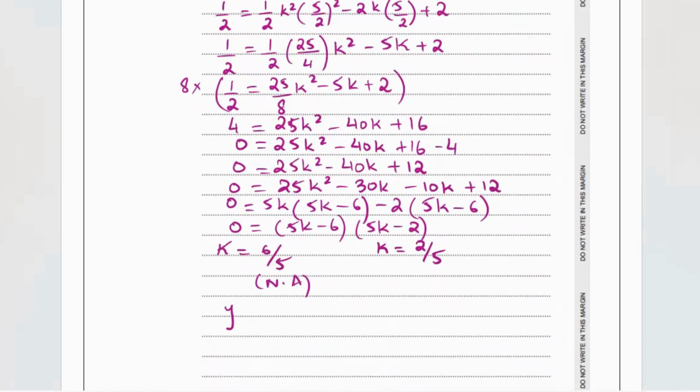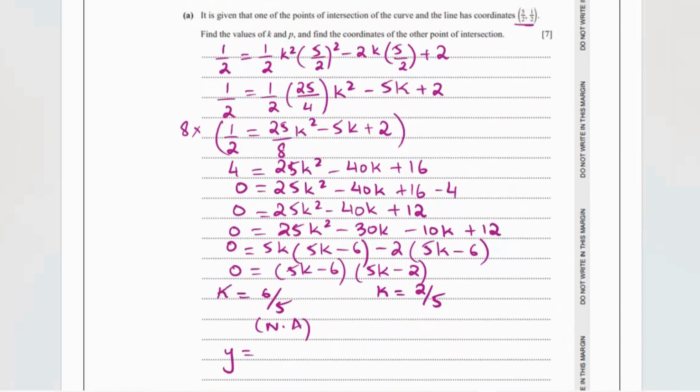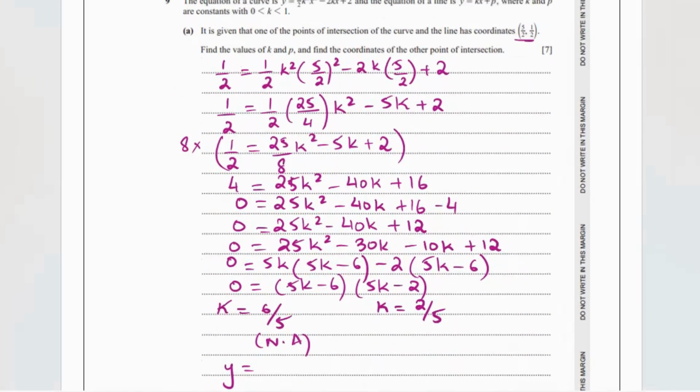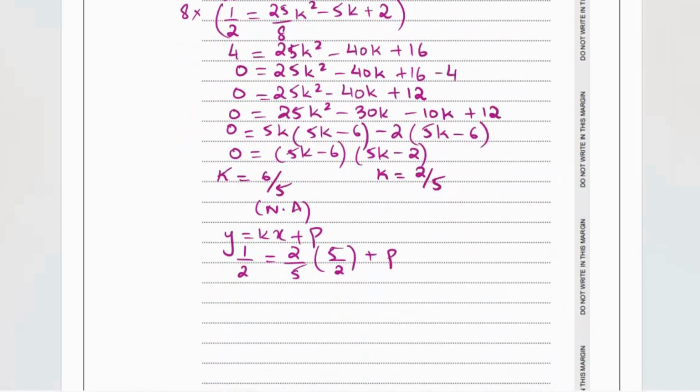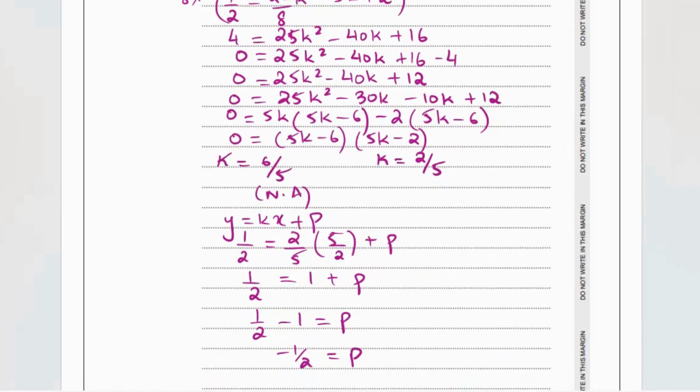So to find the value of p, let's use the linear equation, y equals kx plus p. We have x, we have y, we have k. So 1/2 equals 2/5 times 5/2 plus p. 1/2 equals 1 plus p. 1/2 minus 1 equals p, which is negative 1/2. So p is -1/2 and k is 2/5. These are your values of k and p.